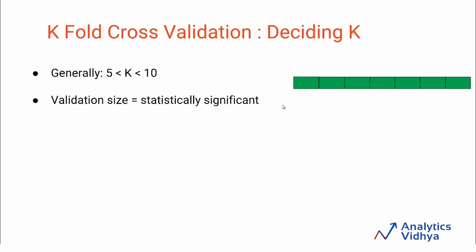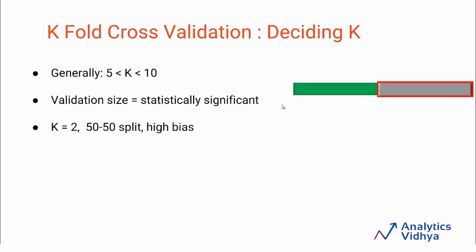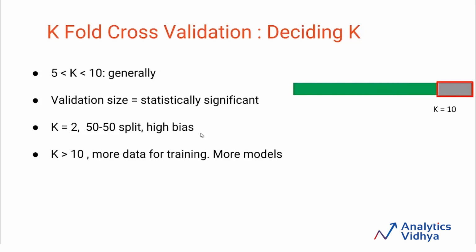Another point to note is that if we set the value of k very low, say k equals 1, in that case the training set will be the same as the validation set. And if we set k equals 2, it will be a 50-50 split. Therefore, the data for training will be relatively low. When we go beyond the value of 10, there will be more and more data for training, and the size of the validation set will keep on decreasing. The computational complexity in this case also increases.